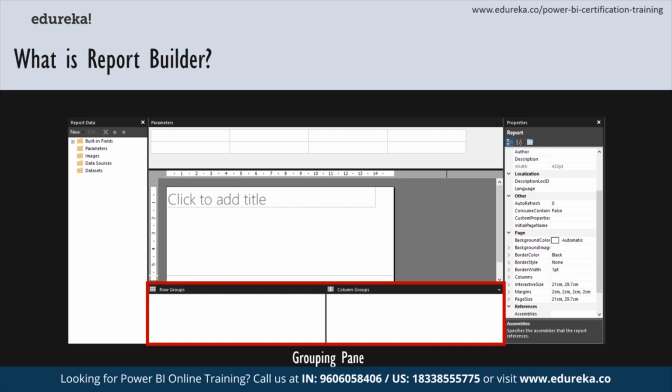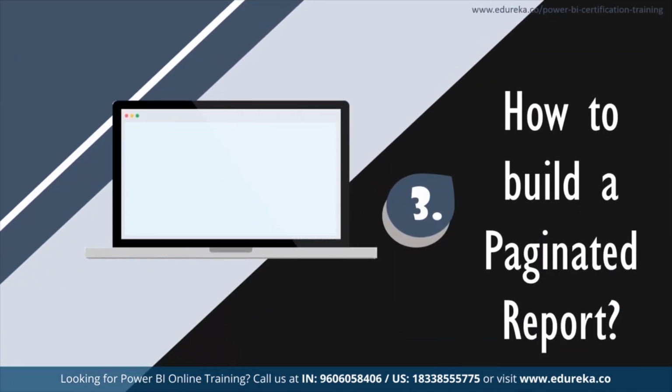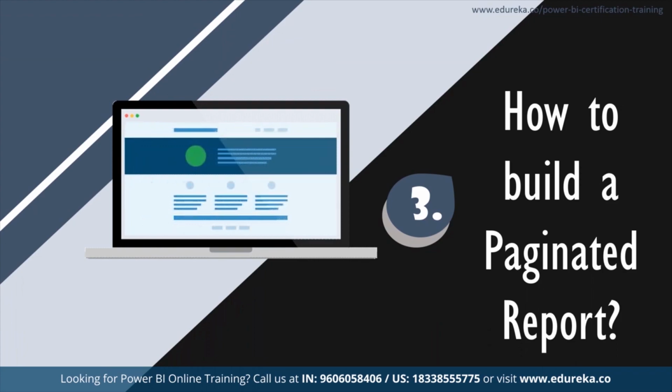I hope with this section, you're clear with all the different ribbons and panes in the design space. With that, let's move on to the real deal. Let's go on to our tool and create our paginated report.